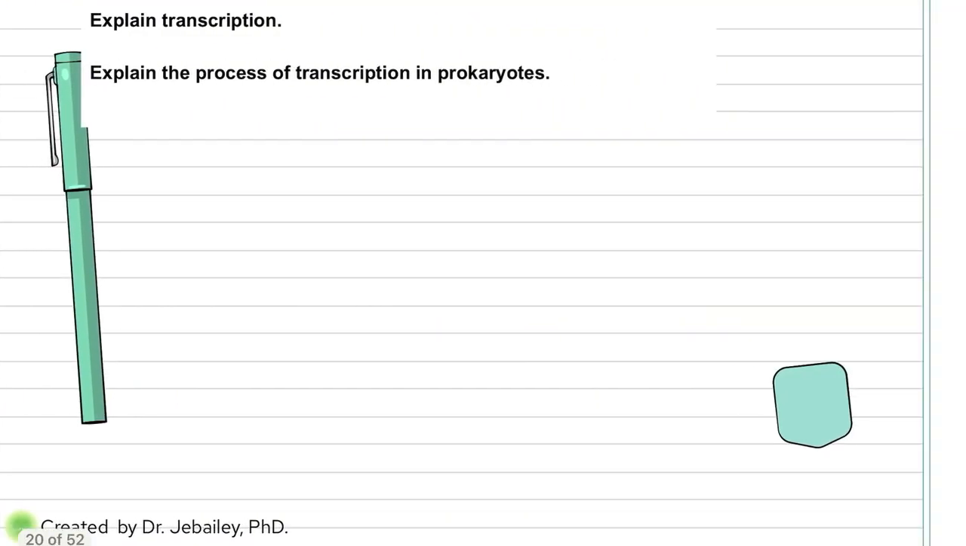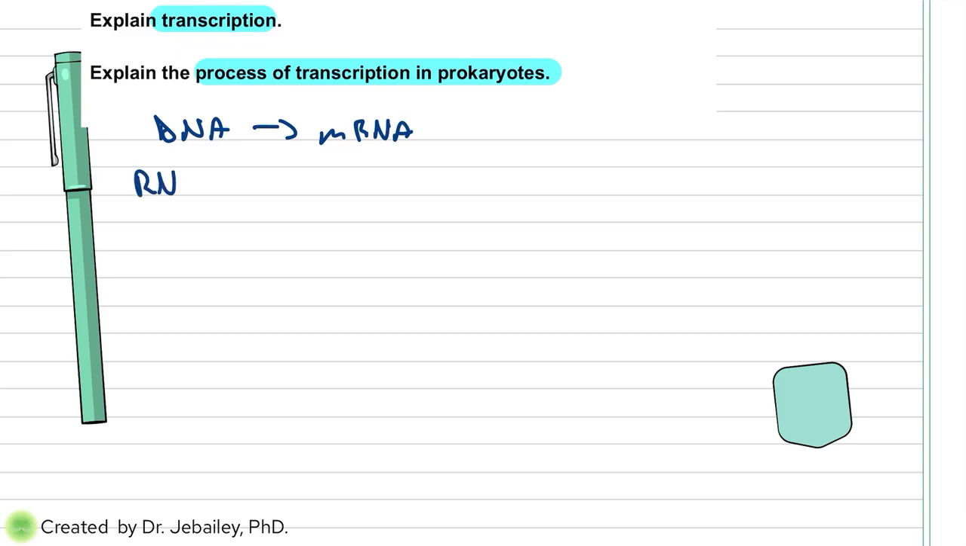Now the next question says, explain transcription and explain the process of transcription in prokaryotes. These are asking the same thing. So we're going to look at the mark scheme and see how common they are with each other. But when we say transcription, we're definitely talking about going from a DNA to be transcribed to an mRNA. That's where you have to talk about the entire process.